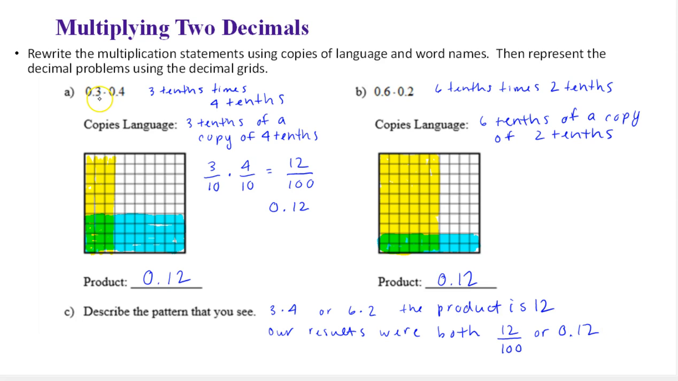And we're going to see, based on this pattern, which we're going to summarize on the next slide, that since there were 2 digits, 1 digit here and 1 digit here to the right of the decimal place, we can add up the number of digits, and that's how many places we'd go from the whole number product, 3 times 4 or 6 times 2, to the decimal product. We would move the decimal 2 places to the left. So let's summarize this.